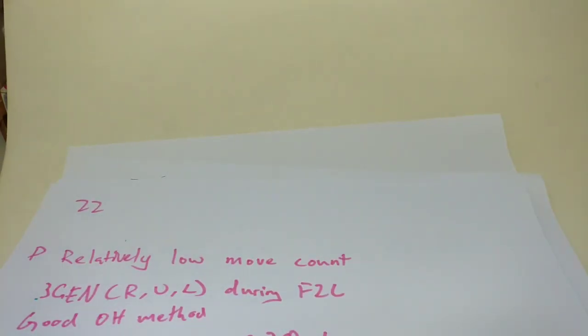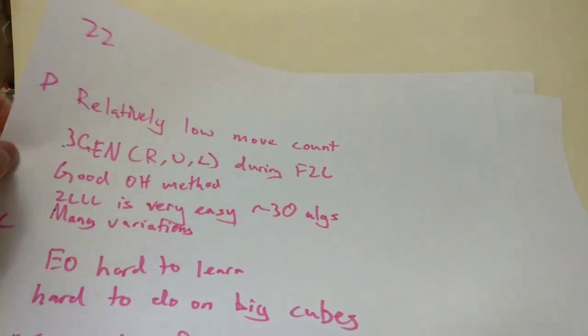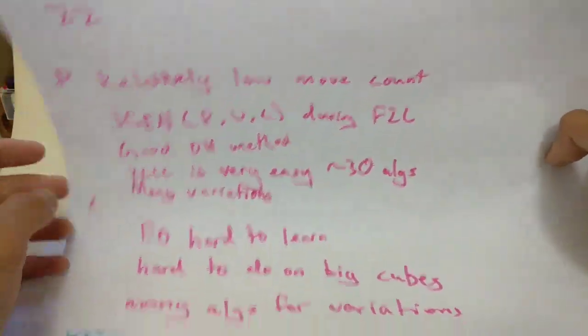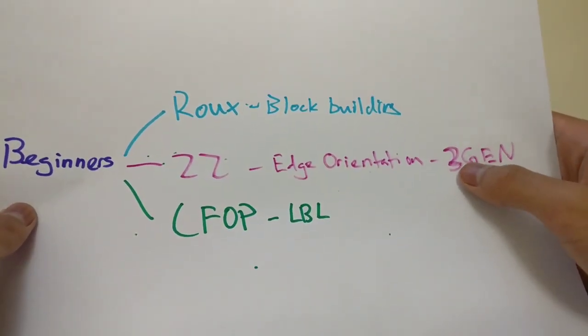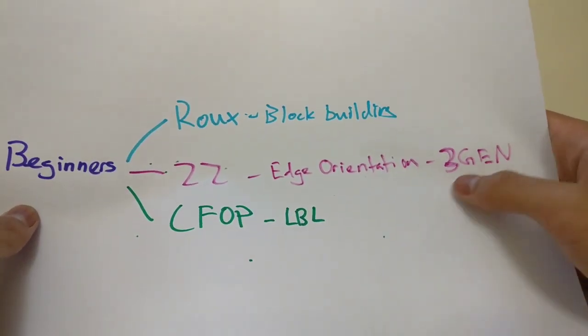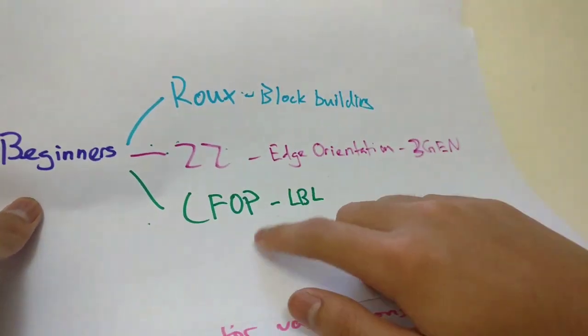So that's basically what CFOP, ZZ, and Roux is, and the 3 different paths you can take after going from a beginner's layer by layer method. So to recap, ZZ is a method which is based on edge orientation, and it's also 3-gen during the F2L layer, and Roux is block building, and CFOP is a layer by layer method.